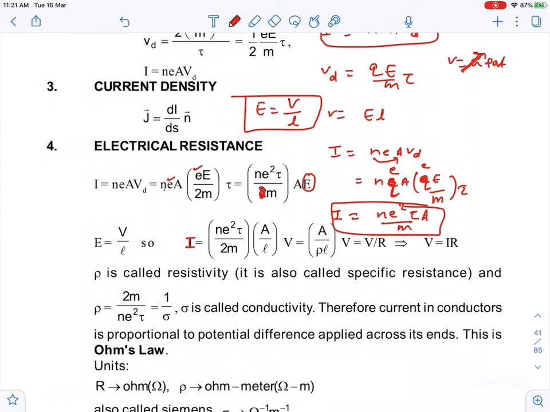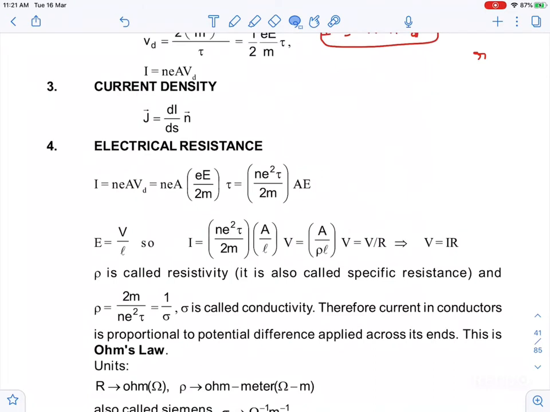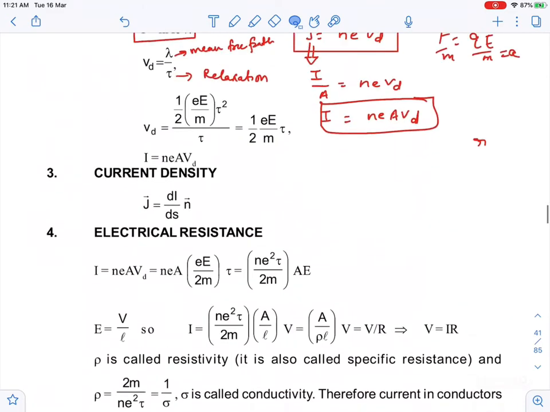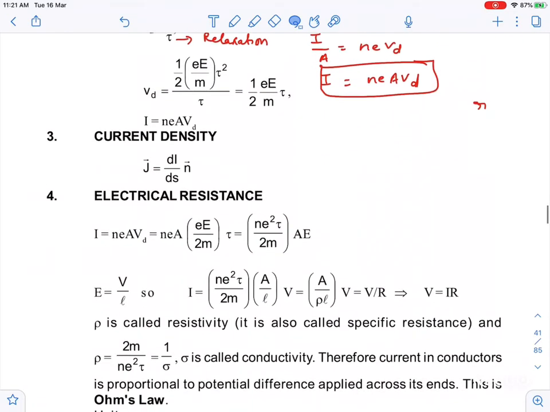Actually, I have made this video separately, guys. You can see it in my playlist; on electric current and current density, I have defined all these things in detail. So I'm not going to discuss all these things here right now because it will take unnecessarily too much time. If you want to understand those things in detail, you can refer to my video. So guys, what I want to tell you is how you can calculate this electrical resistance here.